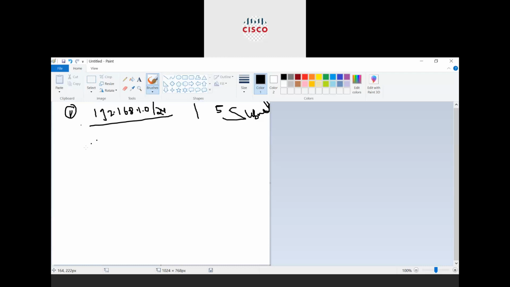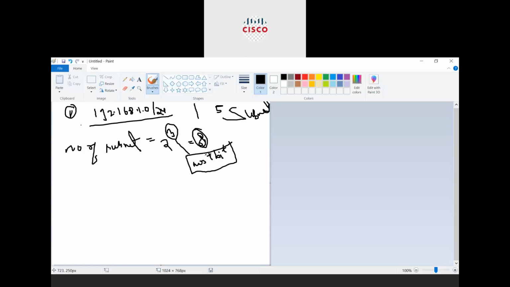So the formula for the number of subnets will be 2 raised to power 3. That means 8. I have to divide my network into 8 subnets, and for that I have to borrow 3 host bits. Okay, so I have to borrow 3 host bits.